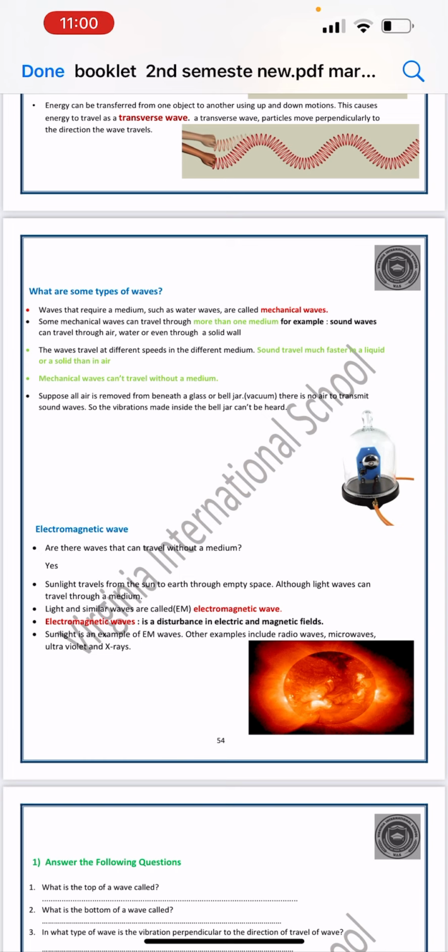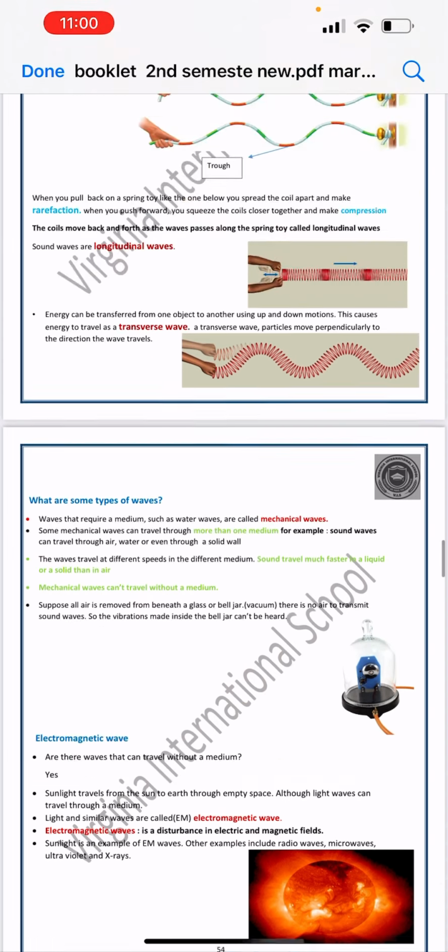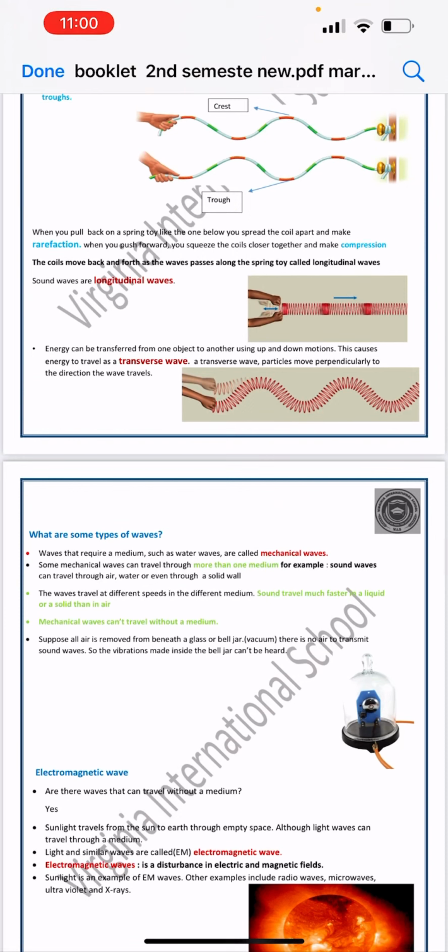So we have a mechanical and we have an electromagnetic. Just to know that all the longitudinal waves and some of the transverse waves are mechanical. But the rest of the transverse waves are electromagnetic. But the electromagnetic cannot be longitudinal waves. They are only moving up and down. So this means the electromagnetic waves are transverse waves.